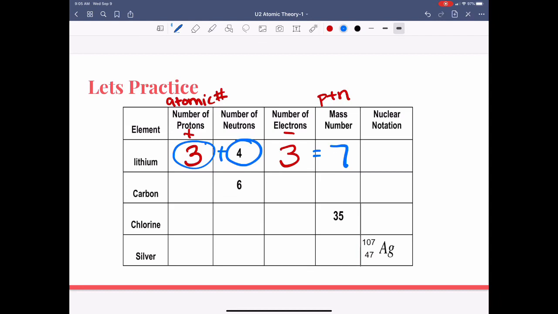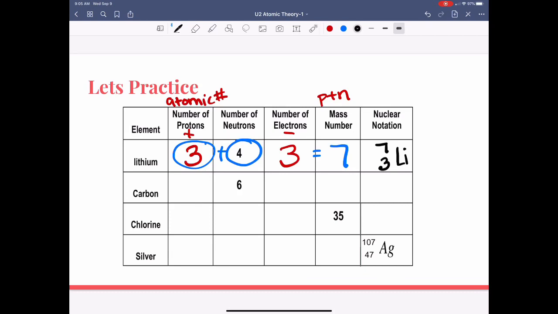And so nuclear notation, remember we just talked about that. We've got our symbol, Li, how we abbreviate lithium. And then my atomic number goes at the bottom. Remember, it's flipped from what is on your periodic table. And your mass number goes up top. So 7 on top, 3 on the bottom, Li.